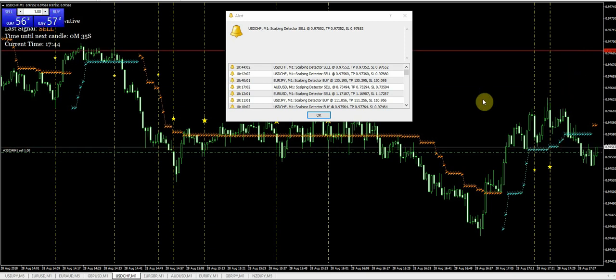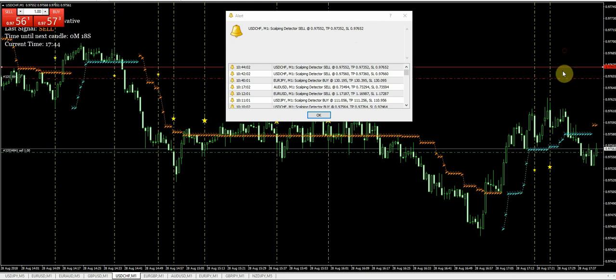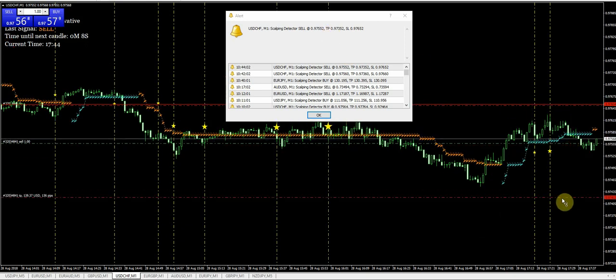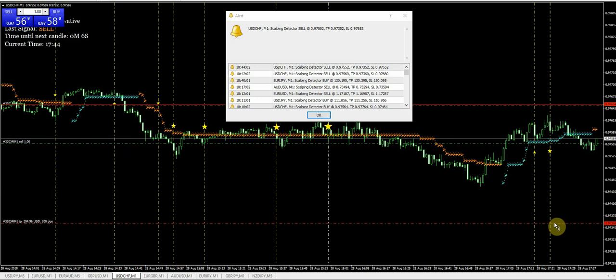All right, so this is going to be a sell signal. So our stop loss is going to be at 97652. Let's move this up. 97652, right there. All right, and our take profit level is going to be 97352. There it is.